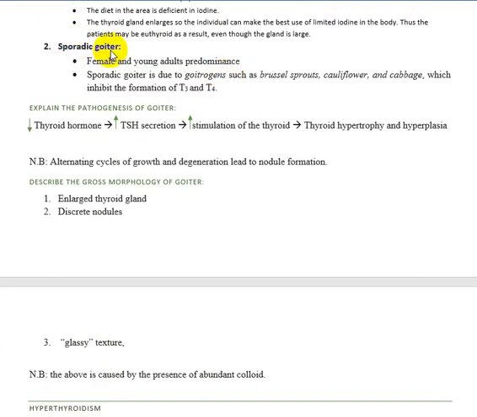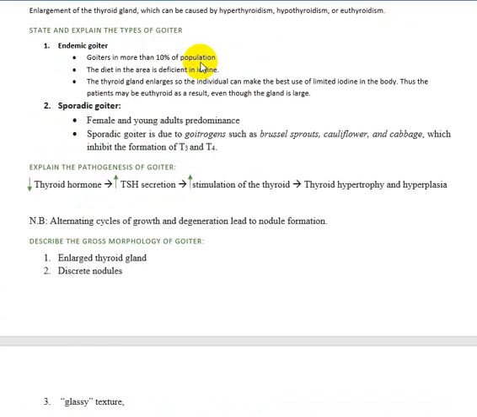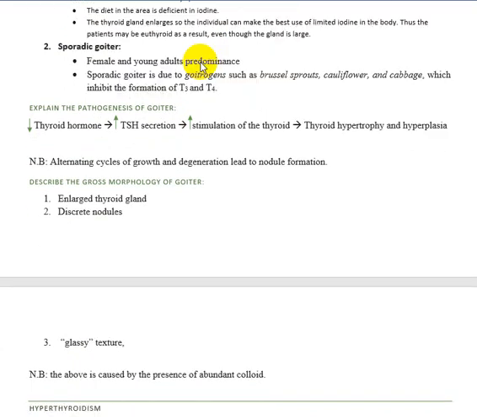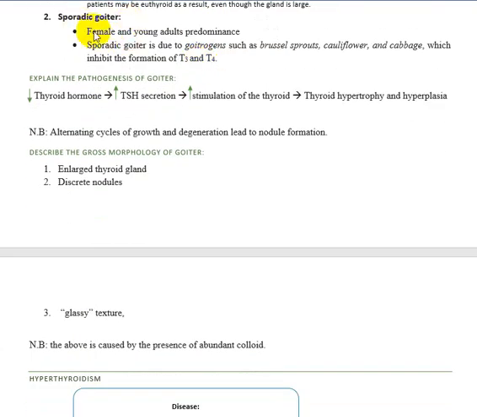Number two type of goiter is sporadic goiter. Females and young adults predominate. Here we didn't say localized in a particular region; with sporadic goiter, we have female and young adult predominance. Sporadic goiter is due to goitrogens such as Brussels sprouts, cauliflower, and cabbages, which inhibit T3 and T4.